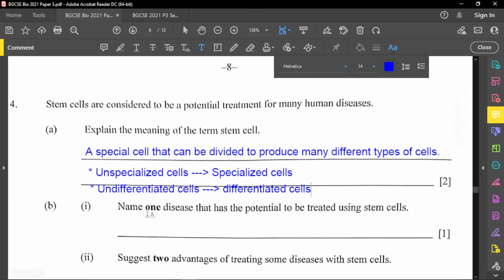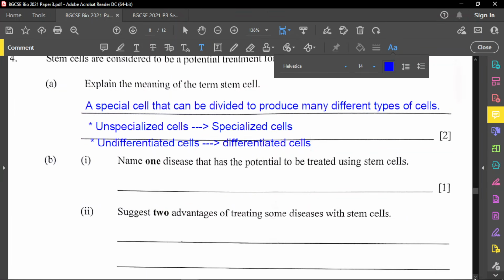It said, name one disease that has the potential to be treated using stem cells. So if you think about it, a disease here could be diabetes. Okay, and how could stem cells treat diabetes? Think about it logically. If diabetes is a lack of insulin, you can use stem cells to make the cells in the pancreas that produce insulin. So you can make the cells within the islets of Langerhans. You could make them produce insulin again.